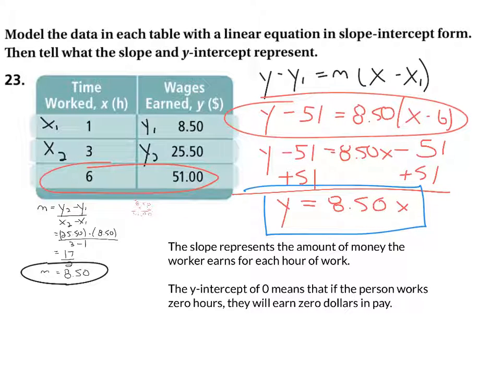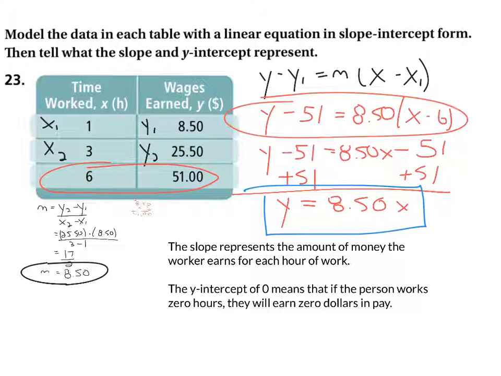And the y-intercept of 0 means that if the person works 0 hours, they will earn $0 in pay, because as you can see, it's invisible at the end, but if you did see it, you would see plus 0 there, meaning there's a 0 y-intercept, and you don't write the plus 0, just like you don't write a 1 in front of x if there's just one of them.